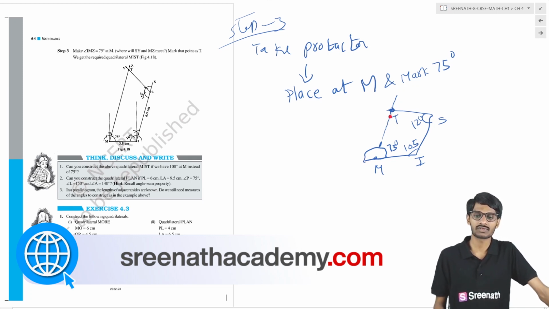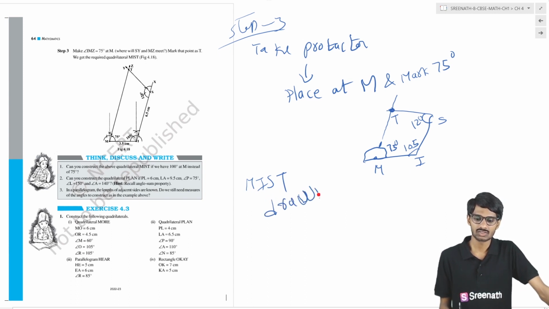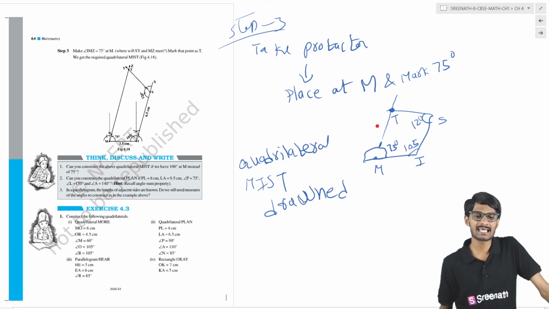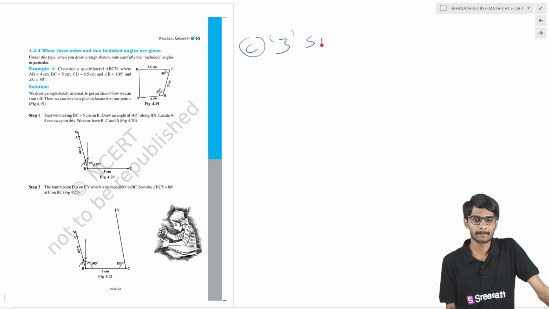So finally after drawing this, our quadrilateral MIST has completed. As drawn, quadrilateral MIST has been drawn, students. So finally it has completed. Now when 3 sides and 2 included angles are given, this is the case when 3 sides and 2 angles are given.